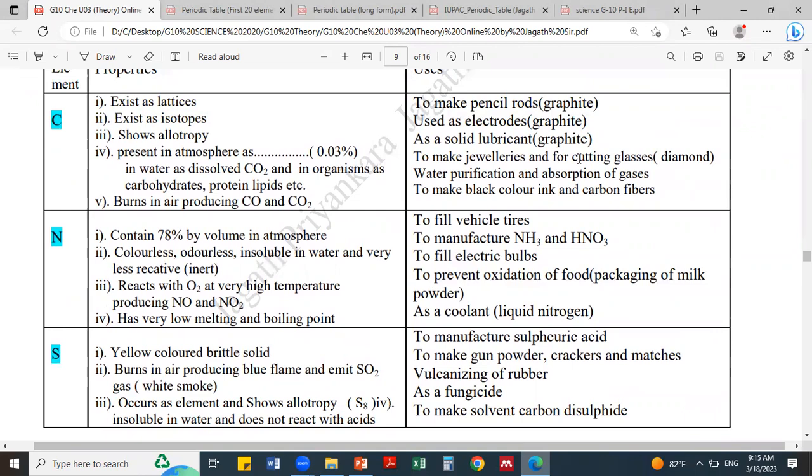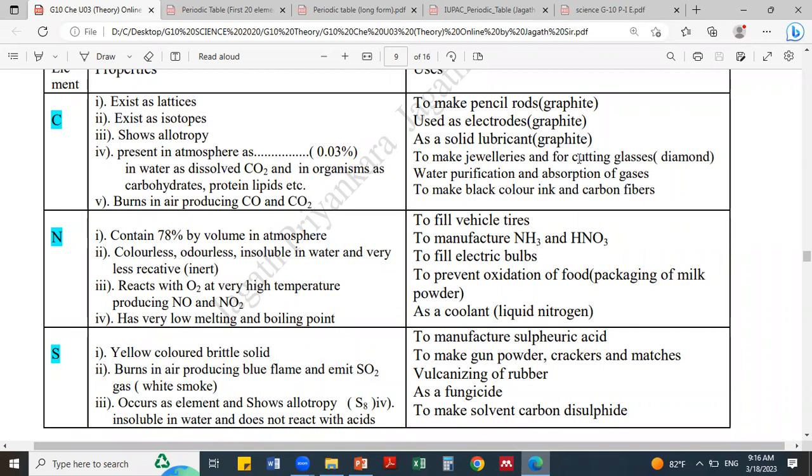Carbohydrate, protein, lipids, nucleic acid: carbon is present in our body. That means carbon-containing compounds are called organic compounds. Carbon is a non-metal, but it conducts electricity. Carbon is a non-metal, but not all the forms, only graphite conducts electricity. And carbon-containing compounds are called organic compounds mostly, and the chemistry of carbon is called organic chemistry.